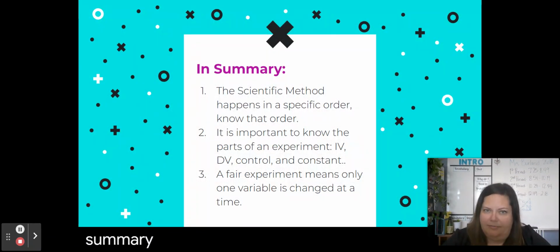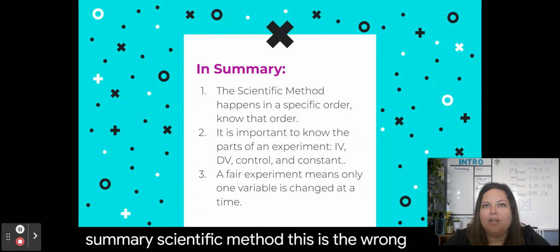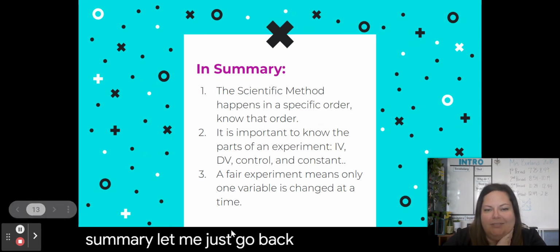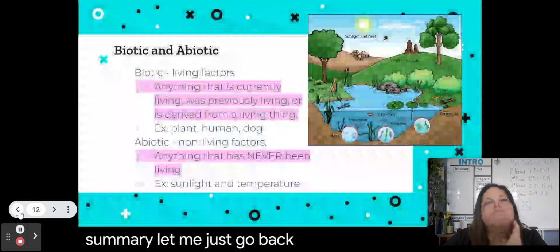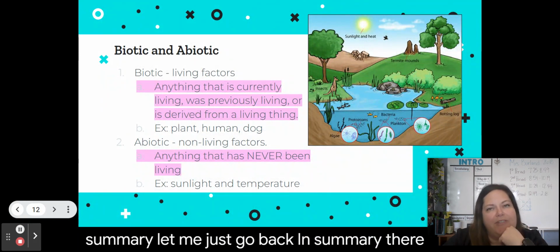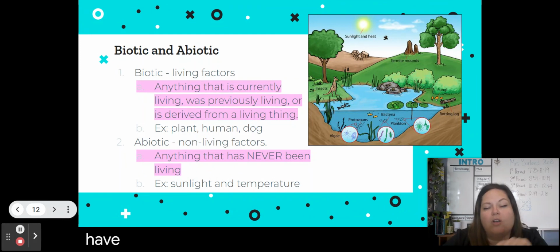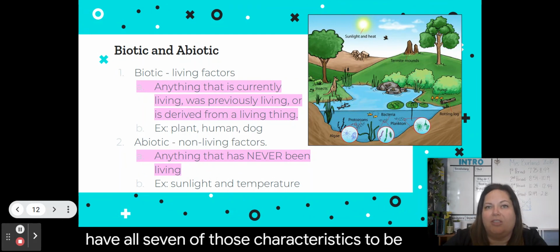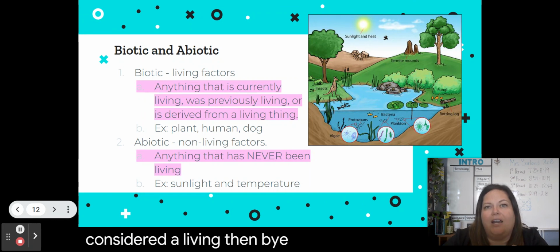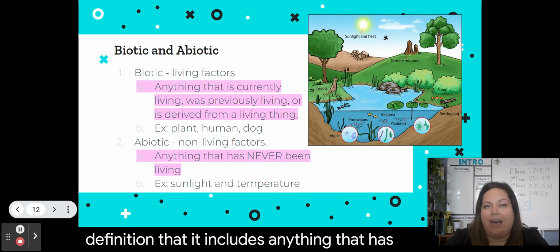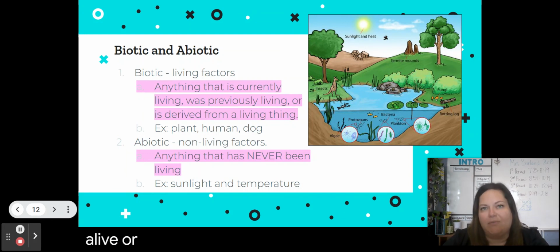So in summary, there are seven characteristics of life. Something has to have all seven of those characteristics to be considered living. Then biotic, we're adding into our definition that it includes anything that has ever been alive or came from something alive.